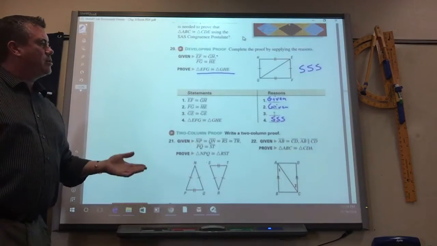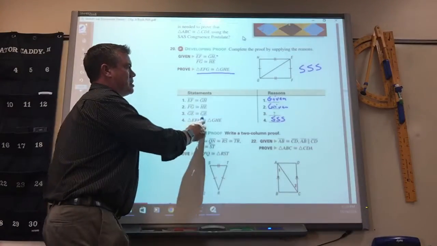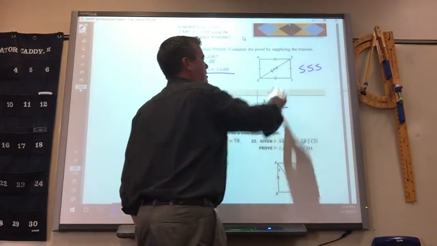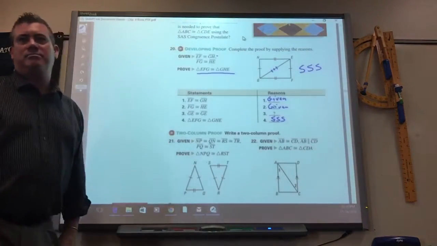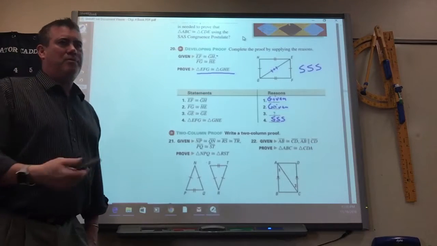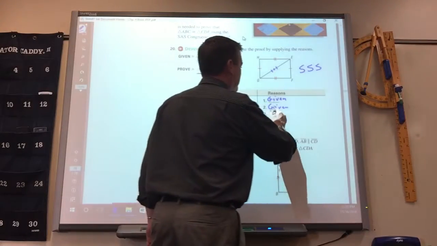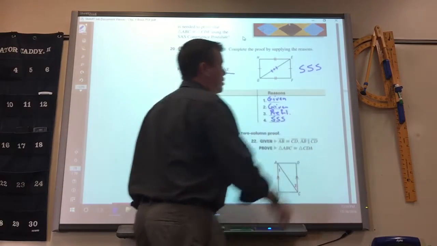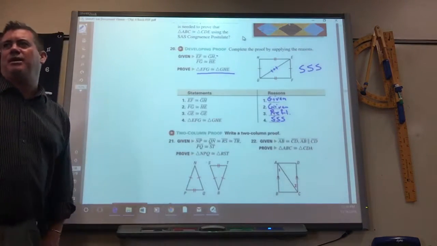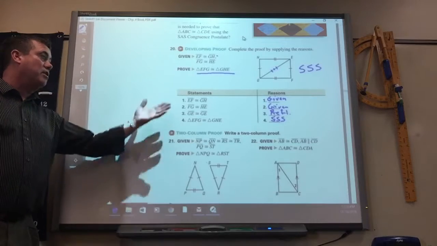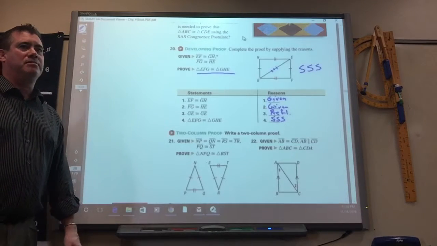So there's only one other thing in there. They said that GE is congruent to GE. Shared side, right? So anyone remember what the actual reason is? Reflexive. And if you put in shared side or same side, that would be correct too. So that's about as easy of a proof as there would be.